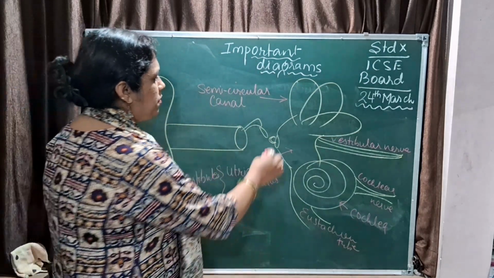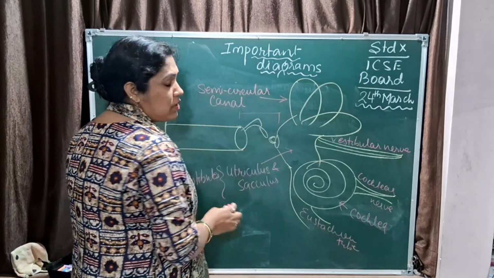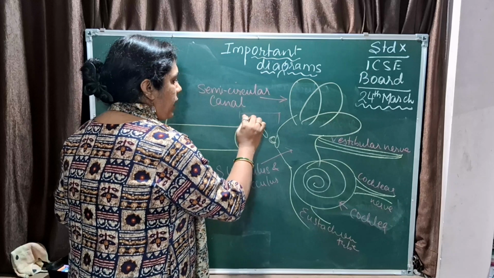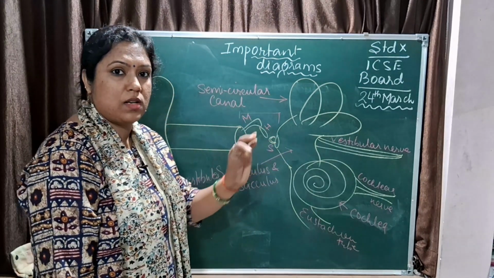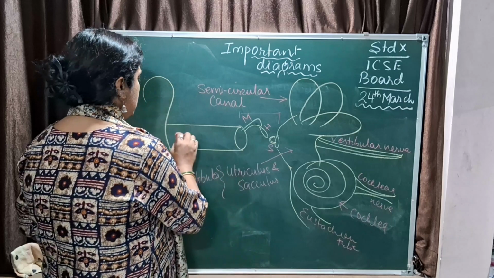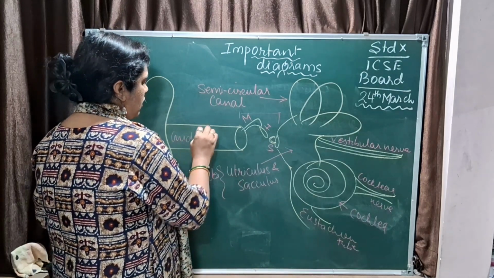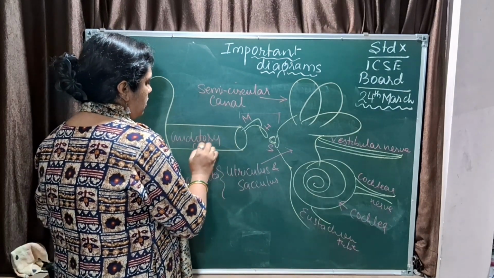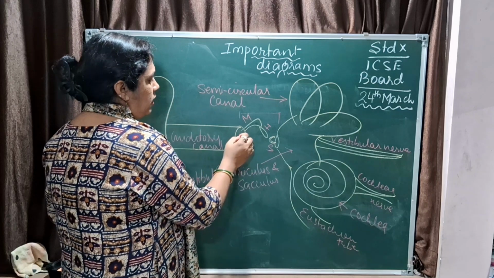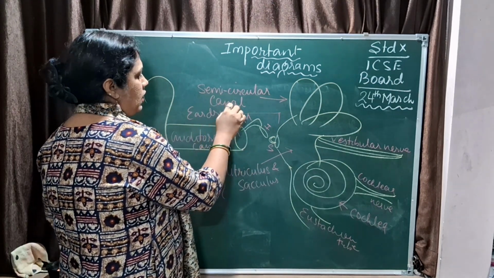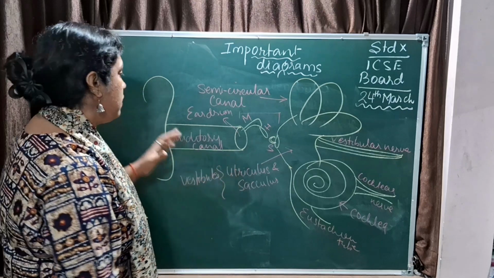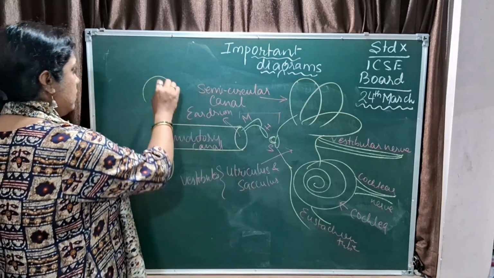This is the middle ear, which consists of the ear ossicles, malleus, incus and stapes. Stapes is the smallest bone of the human body. This is the auditory canal, the eardrum. Now eardrum is also called the tympanum. This is your ear pinna.